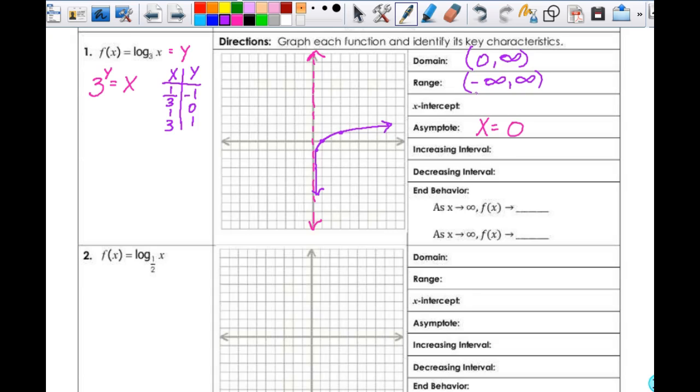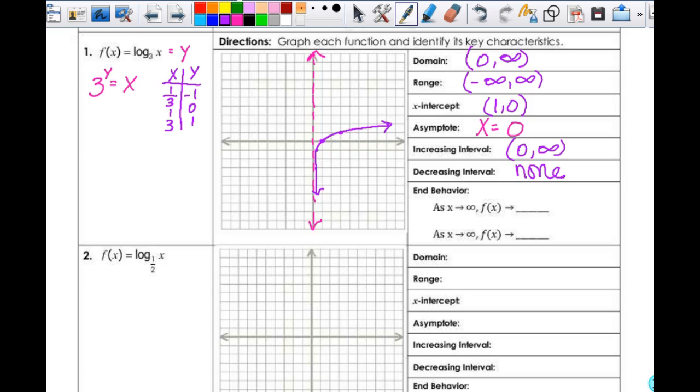Then your x-intercept is an important point. This is at 1, 0. Is this an increasing or decreasing function? Increasing. And it's an all or nothing thing here. We've had some functions where it could be increasing on part of it and decreasing on part of it, but those don't work this way. So it's either all or nothing. So it is increasing, and that's going from 0 to infinity, and that means decreasing has to be none.